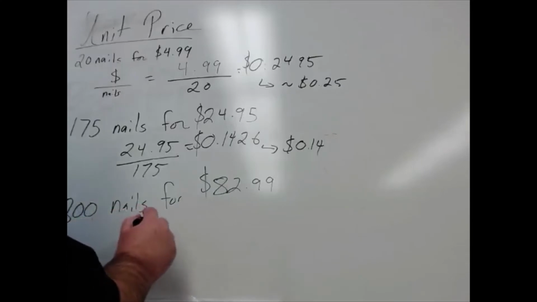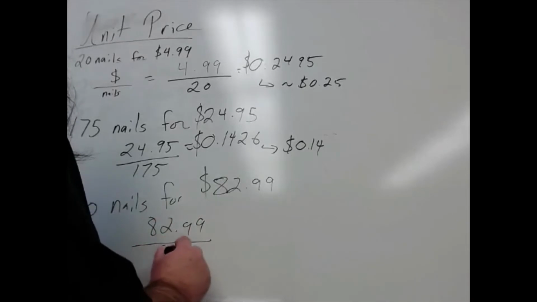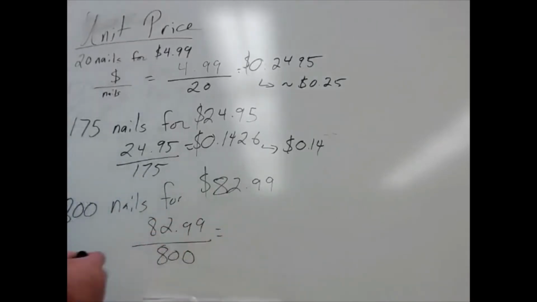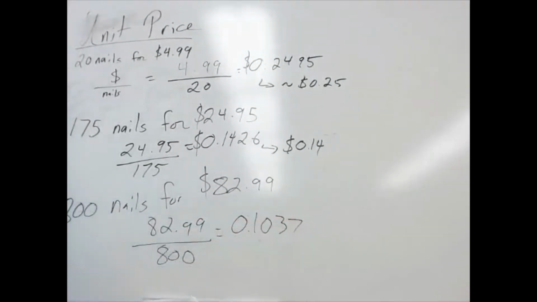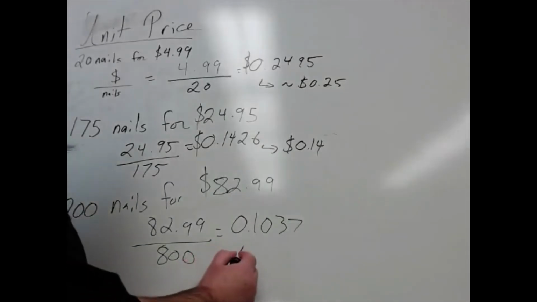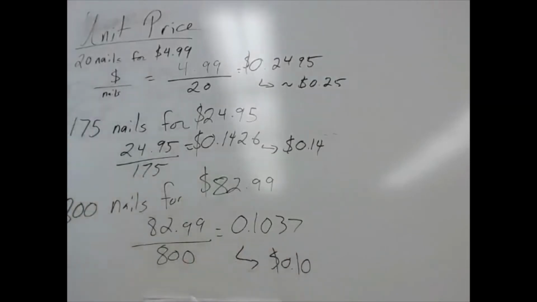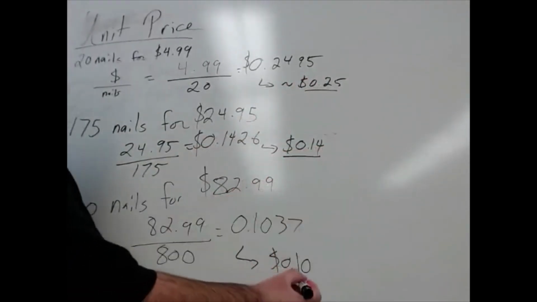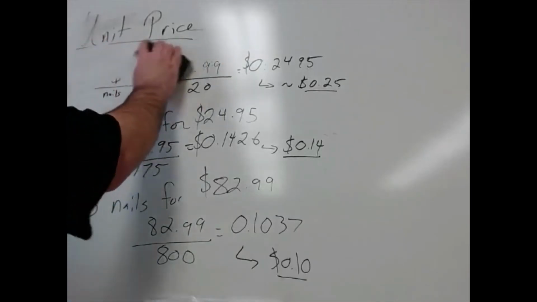For this one, I'm going to take my $82.99 and divide it by the number of nails, which is 800. This gives me approximately 0.1037. Rounding that to 2 decimal places again, I can see that's approximately 10 cents per nail. Comparing these values now, I have 25 cents per nail, 14 cents per nail, and 10 cents per nail. So this tells me that the bulk order is your best value per nail.